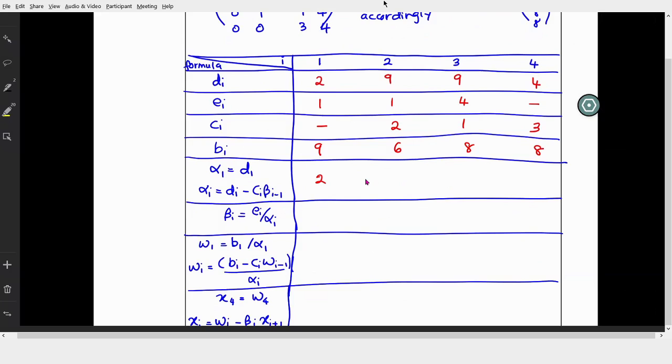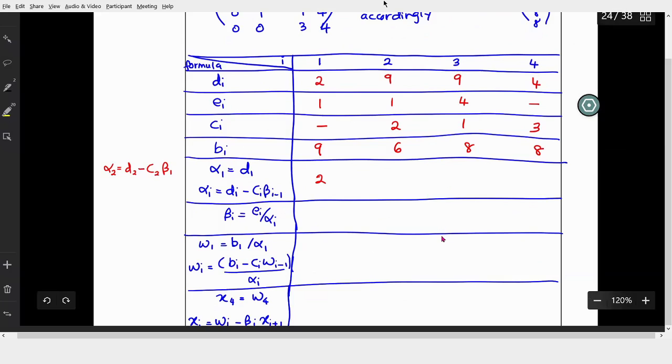Okay, and this column is actually for alpha 2. Alpha 2 should follow this formula. Meaning that for alpha 2, if I put it here, alpha 2 is actually D2 minus C2 beta 1. Beta i minus 1. So your current i is 2, so you have beta 1.